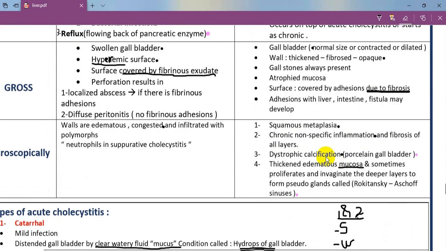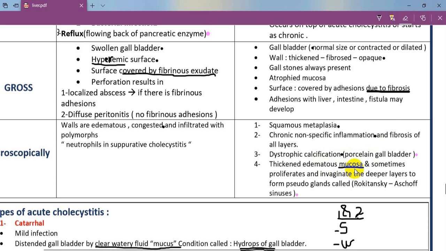By microscope, you can see squamous metaplasia due to chronic irritation to the mucosa, chronic non-specific inflammation, which consists of mononuclear cells, lymphocytes, plasma cells, macrophages, and fibrosis of all layers. Dystrophic calcification is called porcelain gallbladder. It means that the wall of the gallbladder becomes calcified. It is seen in X-rays, and if it is seen, the gallbladder should be removed surgically.